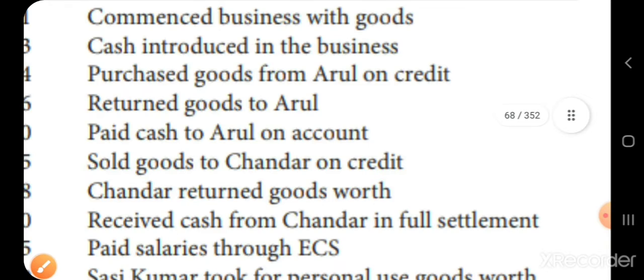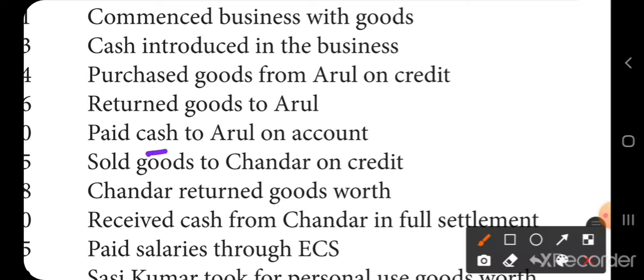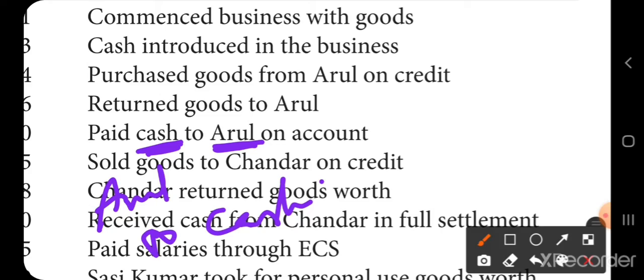Next, paid cash to Arul on account. Paid cash means cash is going out, so you credit cash. Who's the receiver? Debit the receiver. Arul is the receiver. So Arul account debit to cash account 60,000.